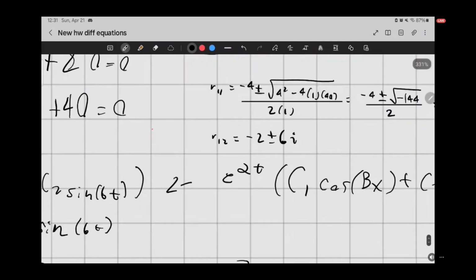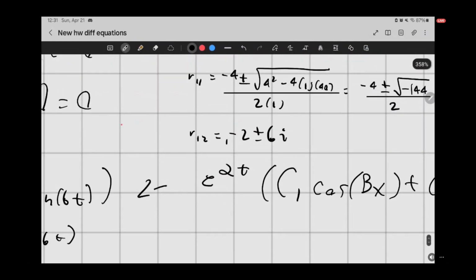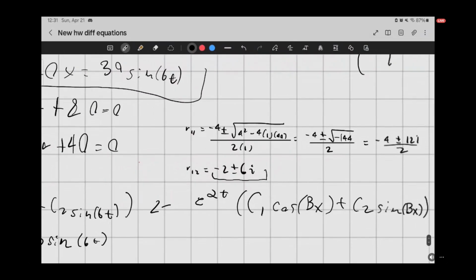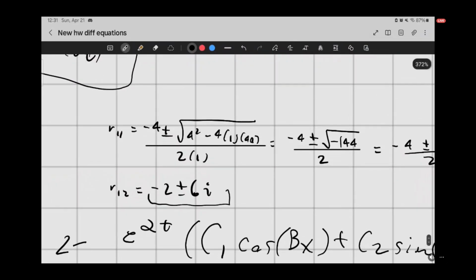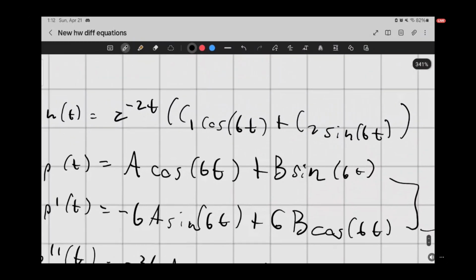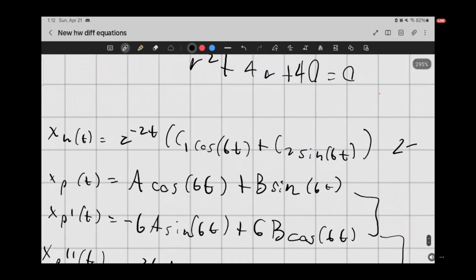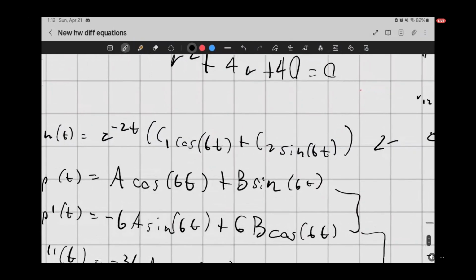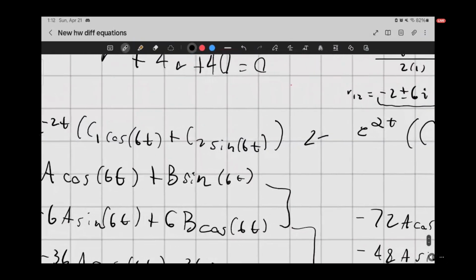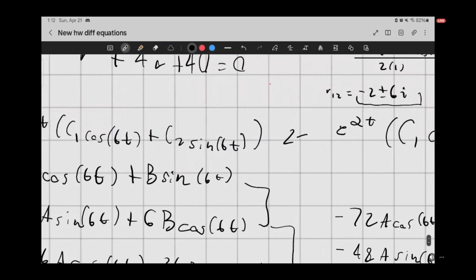Once we get its roots, they're going to be equal to negative 2 plus minus 6i. We did this by putting the polynomial into the quadratic formula. Once we do that, we plug it into the homogeneous solution, which is going to be equal to e^(-2t) times (c1 cosine 6t plus c2 sine 6t).